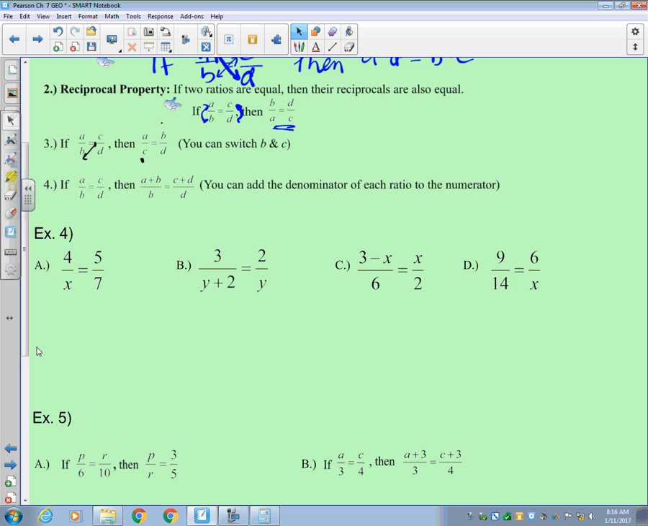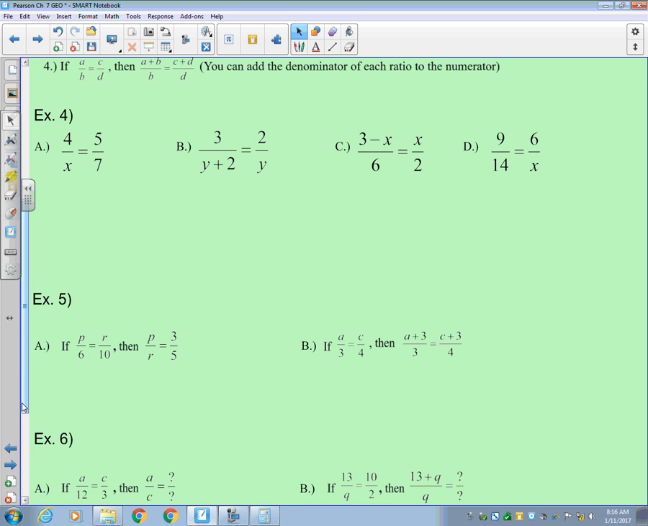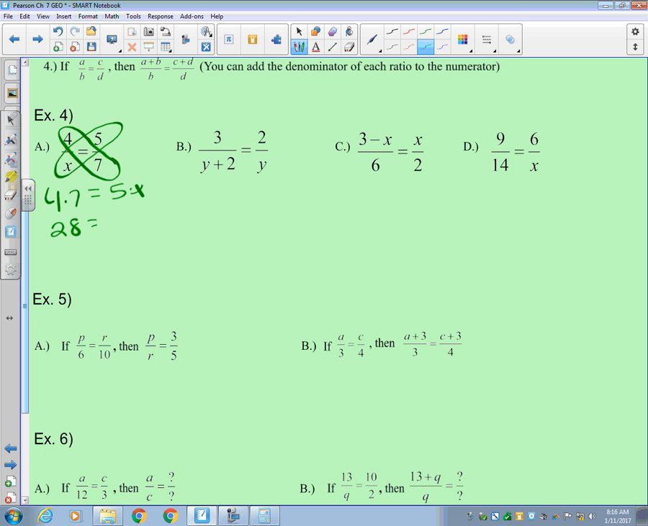All right, so we're going to use these properties to solve a few example problems. If we look at A, we're going to multiply diagonally, 4 times 7, and set it equal to 5 times x. We know 4 times 7 is 28, and 5 times x is 5x. We're going to divide both sides by 5, and x is equal to 5.6.